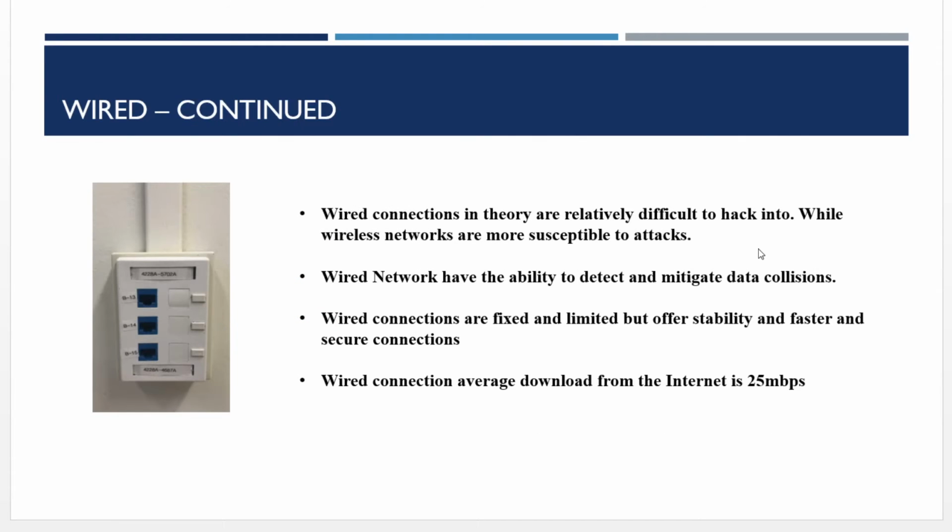Wired continued. Wired connections in theory are relatively difficult to hack into, while wireless networks are more susceptible to attacks. Wired networks have the ability to detect and mitigate data collisions. Wired connections are fixed and limited, but offer stability and faster and secure connections. Wired connections' average download speed from the internet is 25 megabits per second. Wireless is slightly slower, but you can use wireless from anywhere around the house. Just be careful.